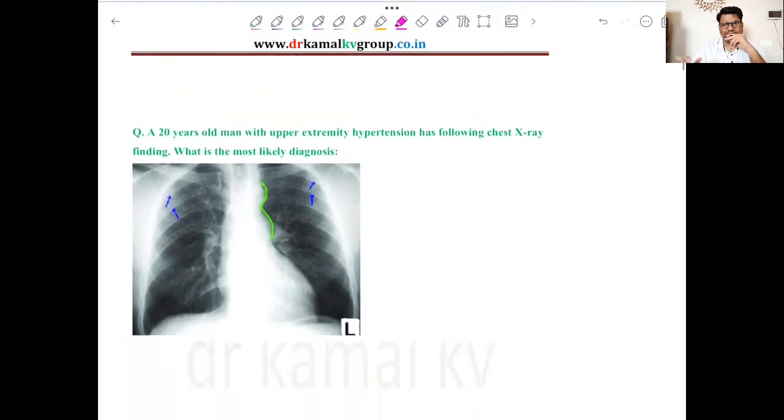And this question is again a very common question which has been repeated many times. Now here some clues are already given to you, and the perfect clue is upper extremity hypertension, and then a chest x-ray has been given. Yes, although in the exam you won't have any markings like this to assist you, I have kept an x-ray just to understand the concept, so that you can apply this knowledge in the exam if there is such a question, right?